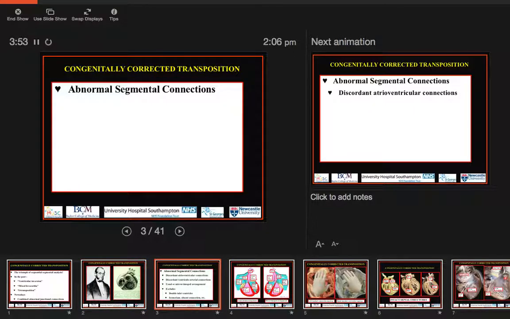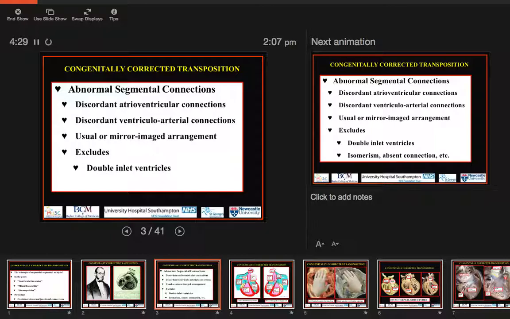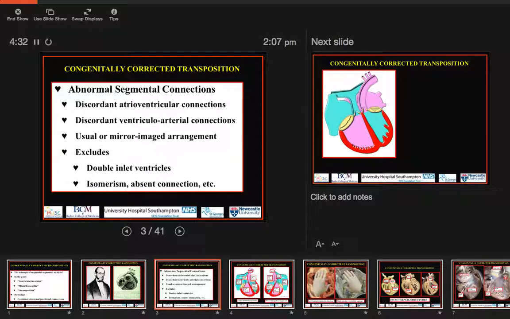So, what we are talking about is abnormal segmental connections. Discordant atrioventricular connections combined with discordant ventriculo-arterial connections. And the very fact that we're talking about discordant atrioventricular connections tells you that we can only have this in usual or mirror-imaged atrial arrangement. You can have a very close cousin in the setting of isomerism, but the specific definition excludes double inlet ventricles as it does isomerism, absence of the connection, and so on.